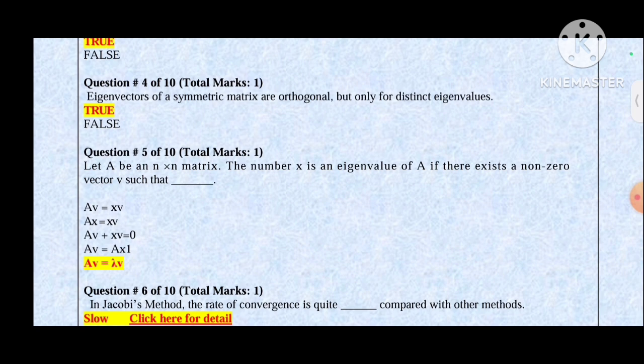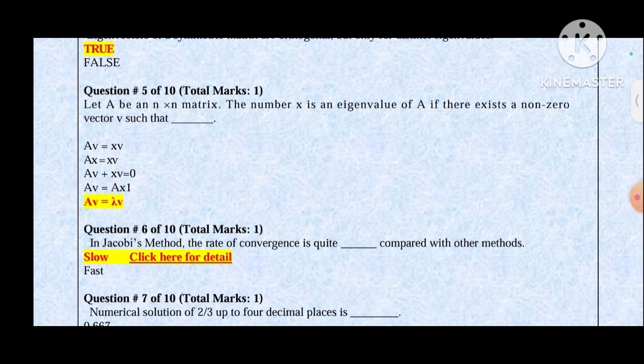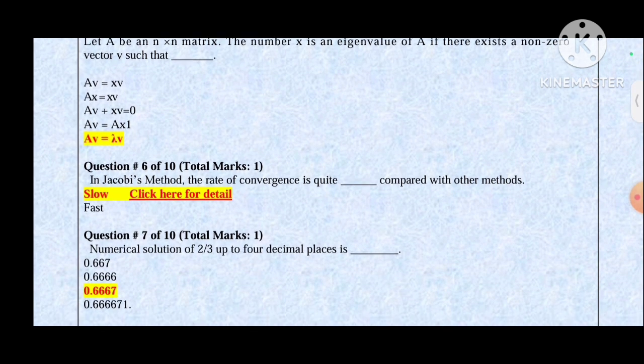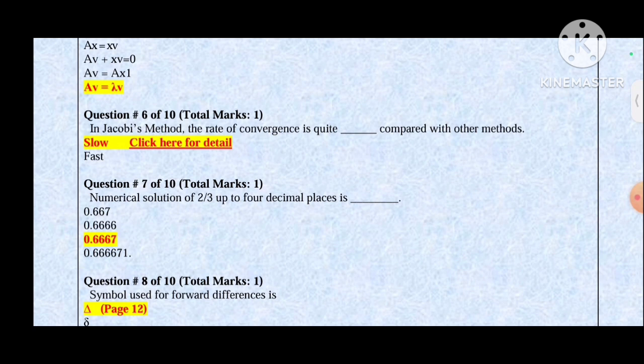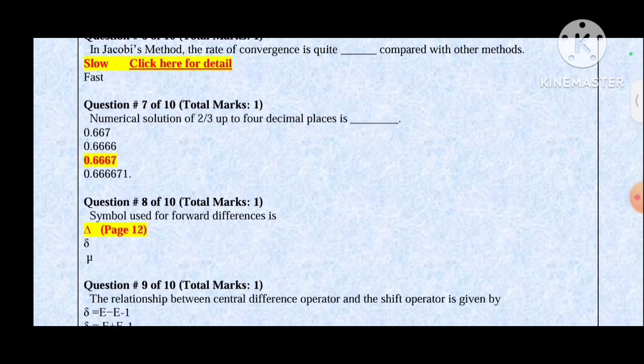Let A be an n cross n matrix. The number lambda is an eigenvalue of A if there exists a non-zero vector V such that AV is equal to lambda V. In Jacobi's method, the rate of convergence is quite slow compared with other methods.